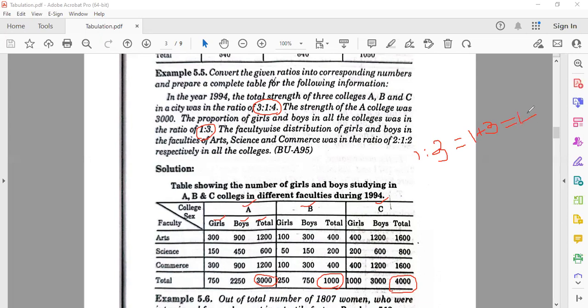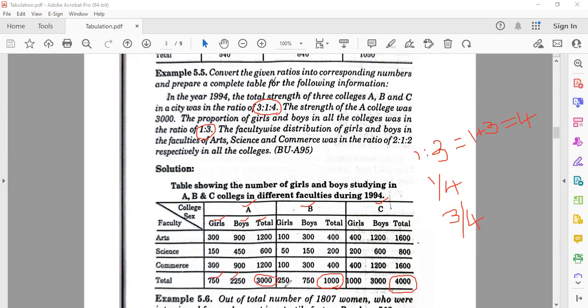Now, if I want to take the girls, the girls will be 1 by 4, whereas the boys will be 3/4. That means of the overall given population, 1/4 will be girls and 3/4 will be boys. Now let us take 3,000. So 3,000, 1/4 is 750, and 2,250 is boys. So 1/4 is 750 girls, 3/4 is 2,250. That is how you're going to get the boys.